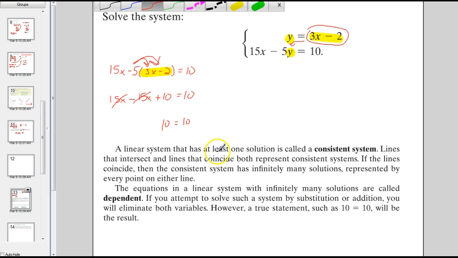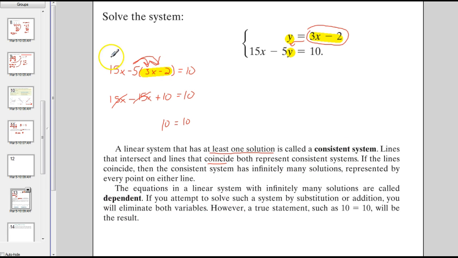Now what this says is, if a linear system has at least one solution, we consider that a consistent system. So if they cross one time, that's a consistent system. But if they cross more than once, if they coincide, meaning they're the exact same line sitting on top of one another, that's still a consistent system. If they coincide and it has infinitely many solutions, we call that a consistent system that's dependent, or a dependent consistent system.